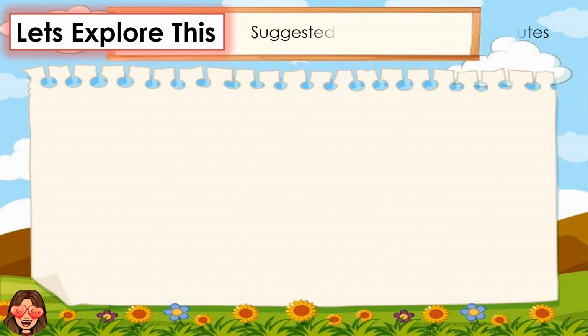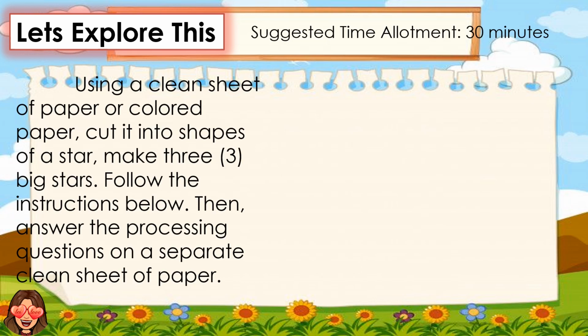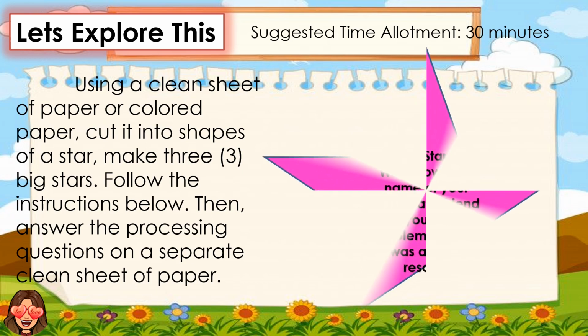Let's explore this. Suggested time allotment 30 minutes. Using a clean sheet of paper or colored paper, cut it into shapes of a star. Make 3 big stars. Follow the instructions below. Then answer the processing questions on a separate clean sheet of paper.